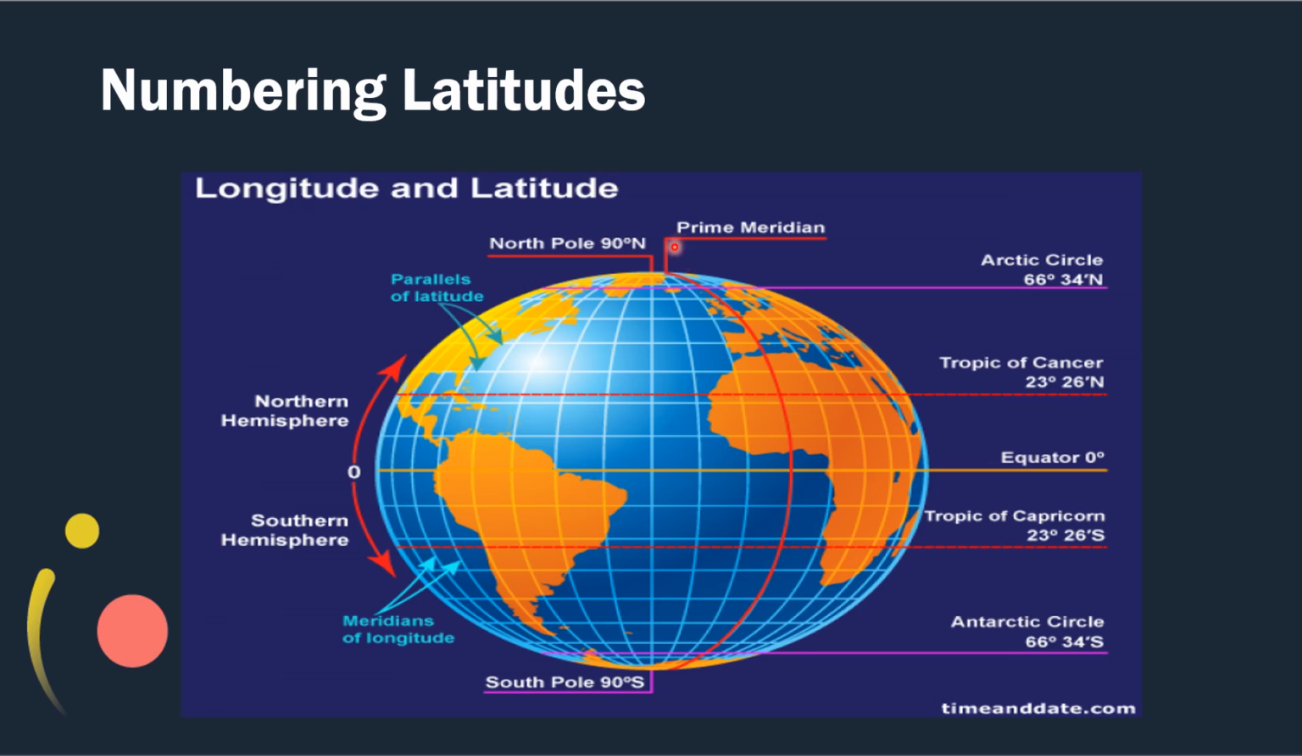Here we can see prime meridian. It joins north and south pole. And these are semicircular vertical lines. This is a longitude. Prime meridian lies at 0 degree longitude.